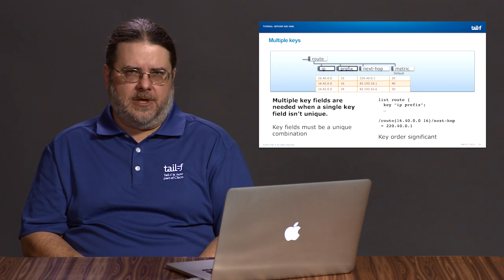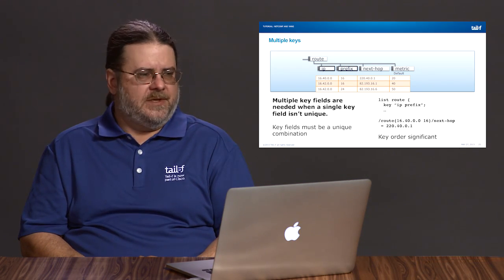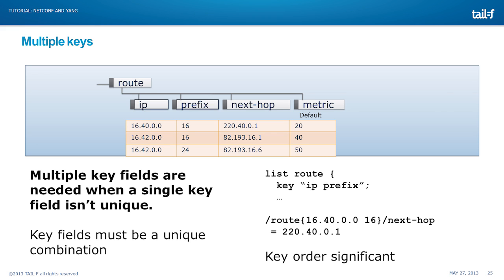Here we see some examples of multiple keys in a table. Here we have a simple route table, which is keyed by an IP address and a prefix value. So the combination of IP and prefix is what must be unique across our table. So here we see in our list declaration the key statement having both IP and prefix present, and then also an example of a key path where in the curly braces we have the values of the IP address and the prefix separated by a space within the curly brackets.